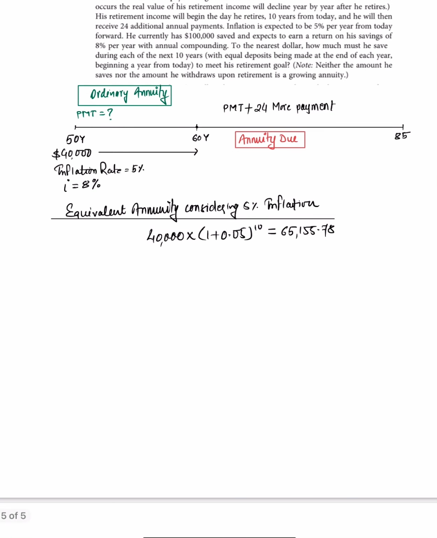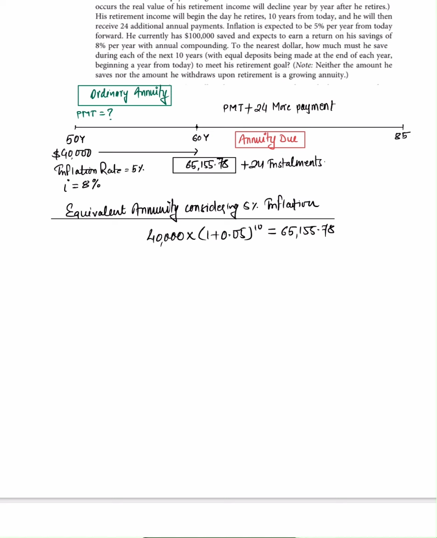Alright, so what you need to understand is this guy, once he retires, wants to get 65,155.78 every year after the 60th year. So how many of these 65,155.78 payments does this person want? One payment starting at the 60th year plus 24 such payments, right? 24 such installments.